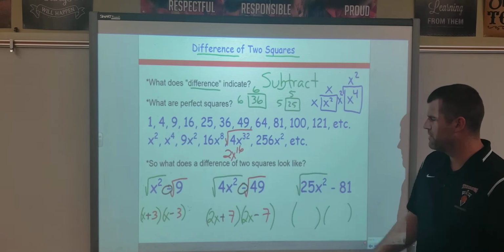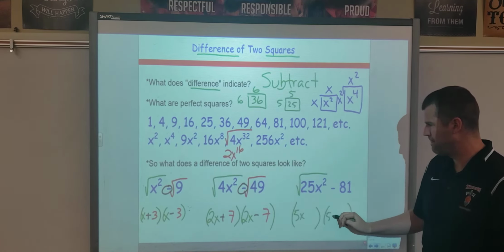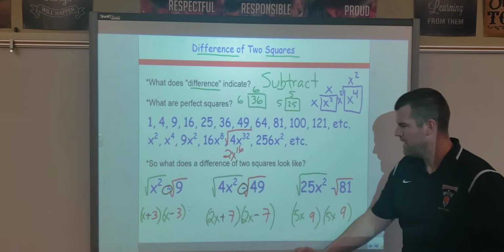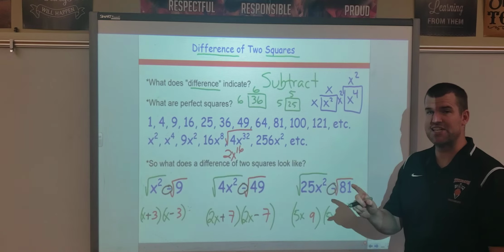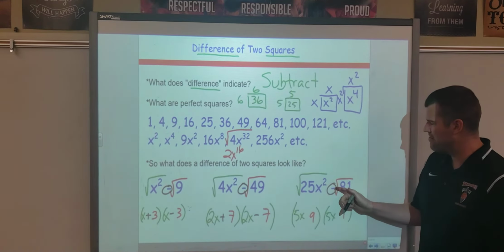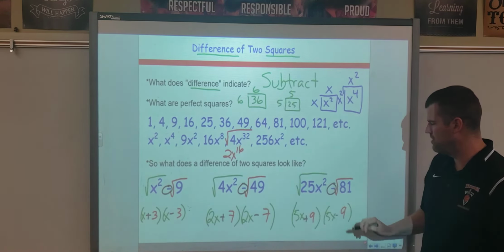Square root of 25x squared is 5x. Square root of 81 is 9. And then in order to get that difference, it has to be subtraction. If it's addition right there, it doesn't work. It has to be subtraction. You get one positive and one negative. So difference of two squares, nice little shortcut.